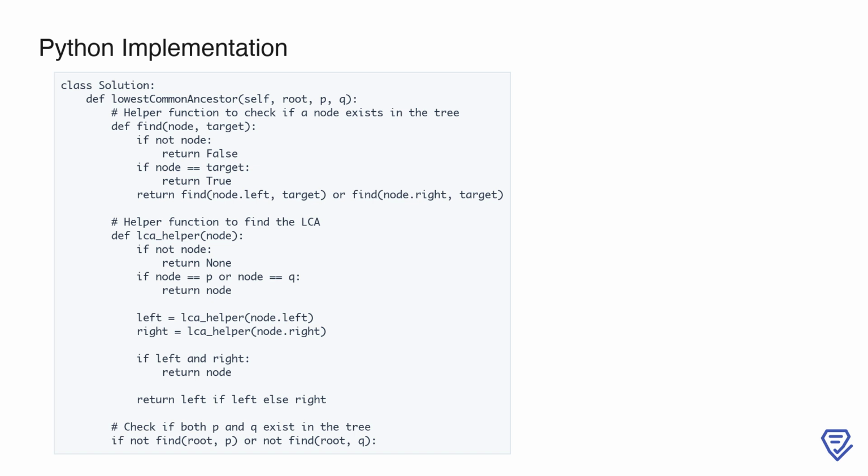Finally, before proceeding to calculate the LCA, we first verify that both P and Q exist in the tree using the find function. If either node is not found, the function will return none.